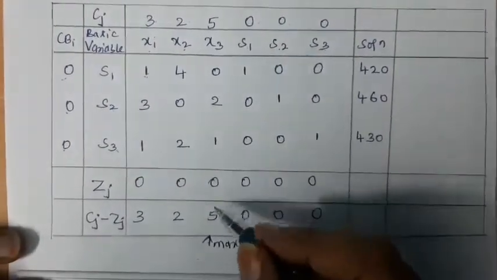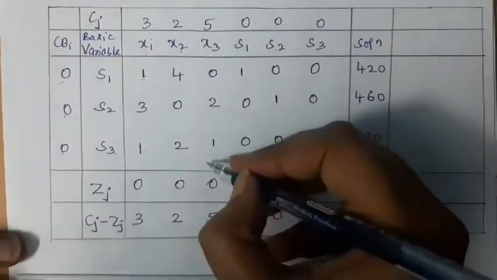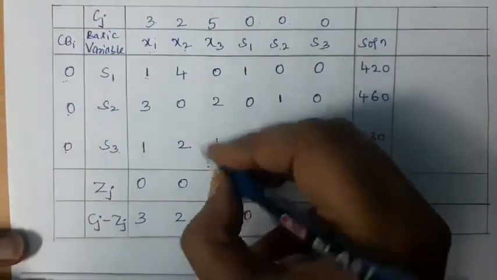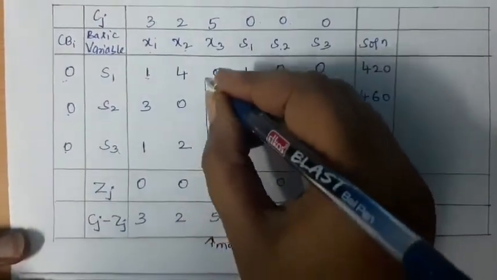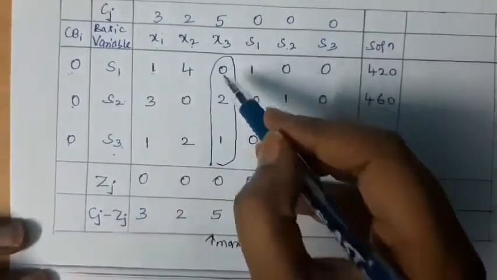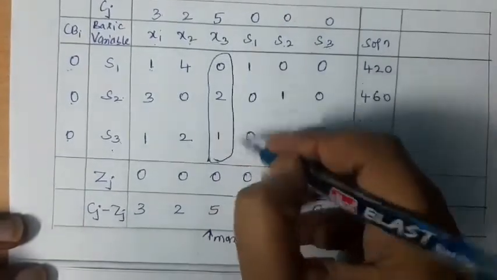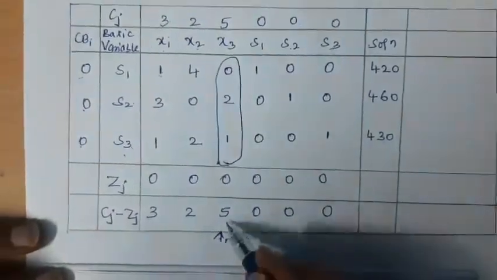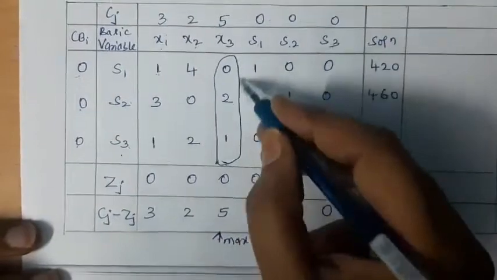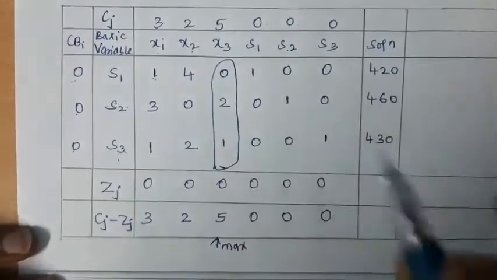So for this value, this column you need to select. So this column we need to select now. That is the value of S1, S2, S3. That is this column. Okay. So this column is called as key column. So straight to 5, we need to select the column. So this column is called as key column.